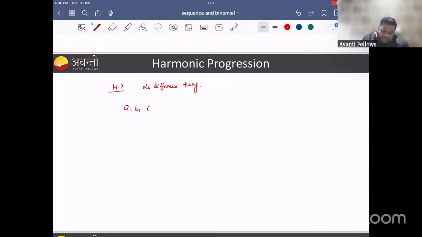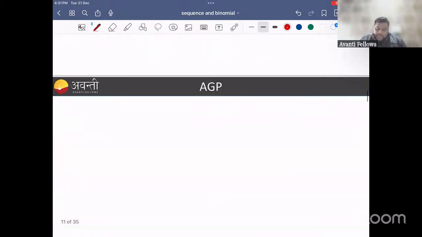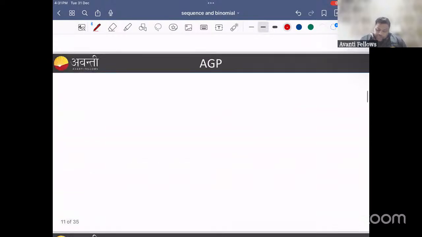If A, B, C, D, E, say these terms are in harmonic progression, that means 1 by A, 1 by B, 1 by C, 1 by D, and 1 by E are in arithmetic progression. Now we will solve everything accordingly, like they are in AP. Fair enough? So it has nothing to do with harmonic progression, nothing new. We will deal with everything like they are in arithmetic progression. Now there comes AGP. Equation we'll do in a while.